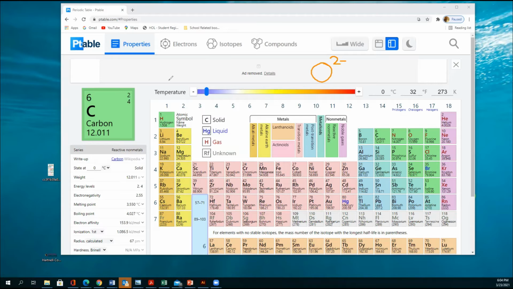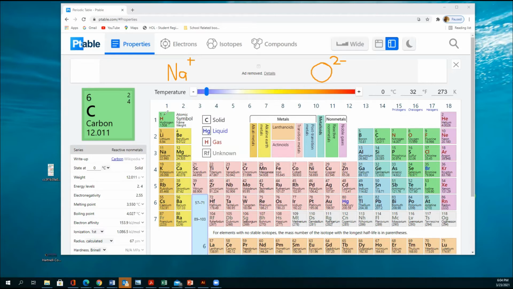Okay, so if we have sodium, and if sodium wants to be like neon, what does it need to do? It needs to lose electrons. How many? It can only choose 1. Yep, it needs to lose 1. So then it would be Na plus.